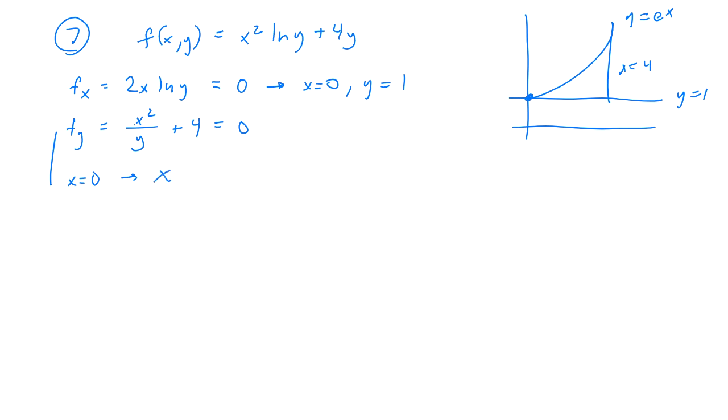So give me something that obviously doesn't have a solution. If I put in y equals 1, I get x squared plus 4 equals 0. And does it have a solution? Nope. So no critical points. So kind of a boring one here. And now we want to put in the endpoints.